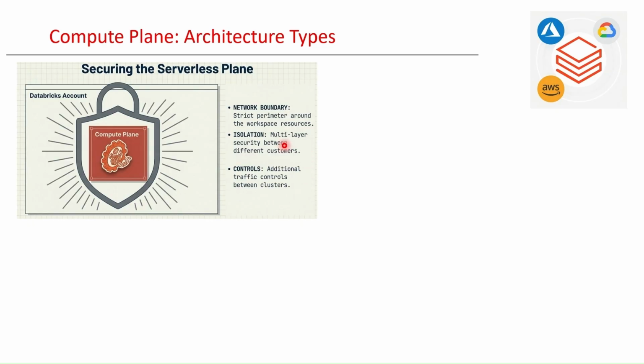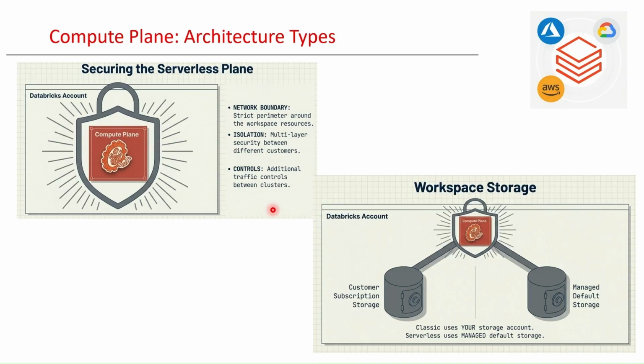there are a few things that Databricks does for you to ensure that you have the highest level of security. One is network boundary, so there are strict perimeters around the workspace resources. Then isolation, multi-layer security between different customers, and then controls, additional traffic controls between clusters. So what Databricks does for you is put in place additional traffic controls between clusters to ensure that your data is safe. And then workspace storage.